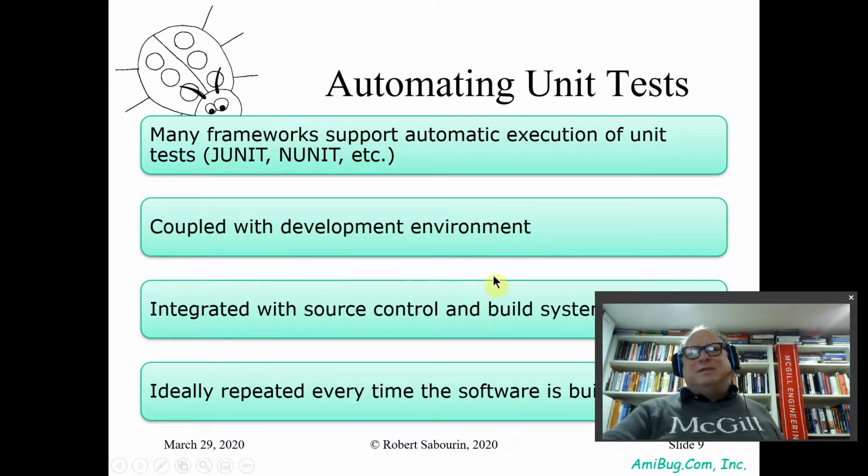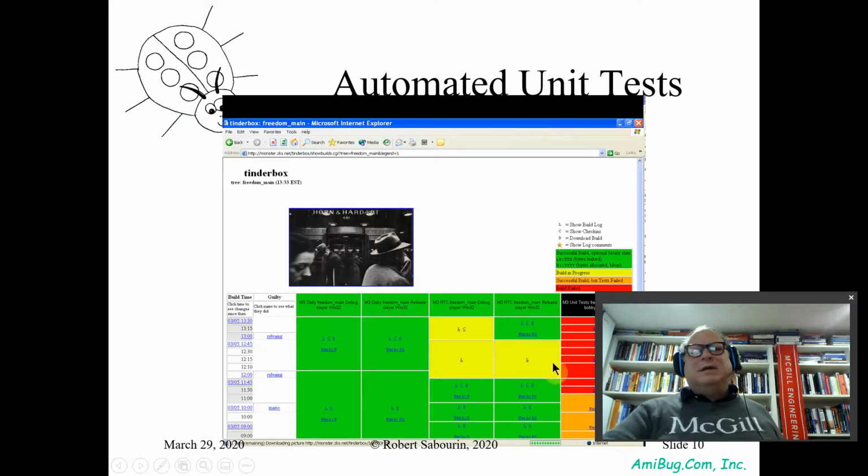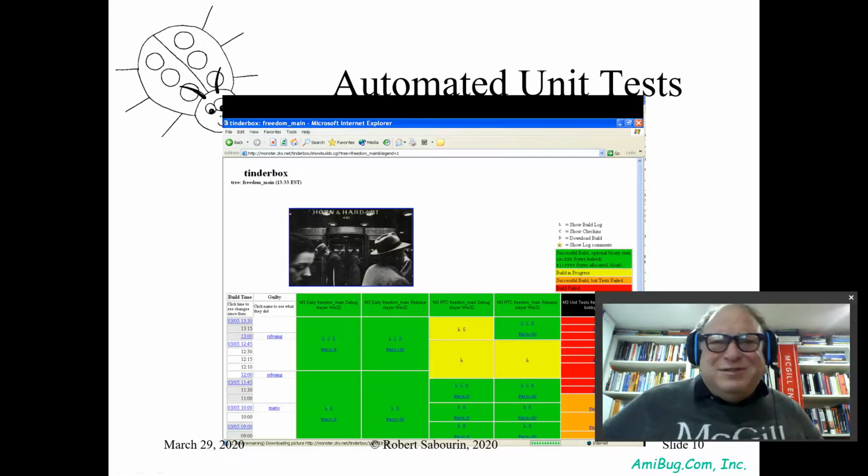And this, of course, means that you should structure them so that there's limited dependencies on data and things like that. So you want to basically structure them so they're repeatable. And then people have different types of dashboards.